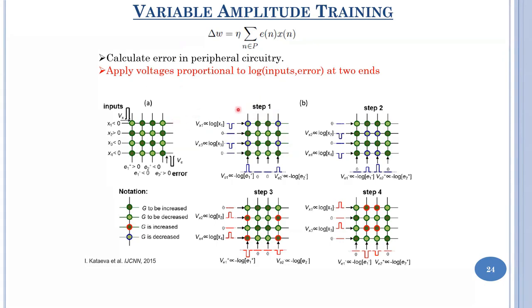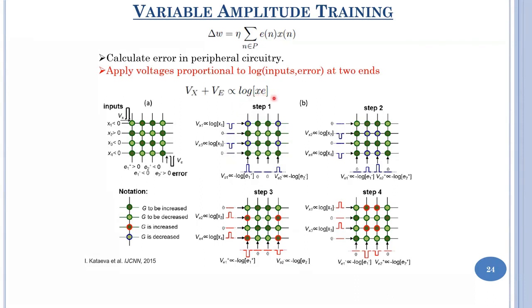let's say we have to apply a voltage to this RM over here. So we apply a log of X1, where X1 is the input, as the voltage here. And we apply a minus log of E1, where E1 is the error for this weight on this column. So the effective voltage seen by this device is Vx minus this VE, which is log of X1 minus minus of log E1.